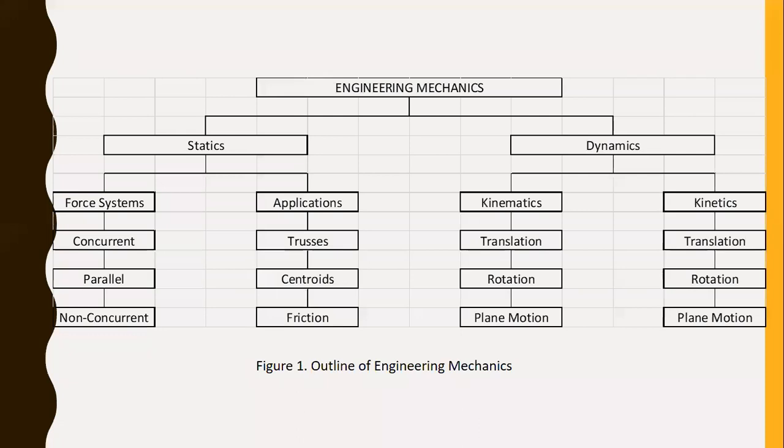Then we have the engineering mechanics. Of course, we have statics and dynamics. Under statics, there are two parts, the force system and the application. Under the force system, we have the concurrent, the parallel, and the non-concurrent. Under the application, we have the trusses, the centroids, and the friction. Under dynamics, we again have two parts, the kinematics and kinetics. Under kinematics, we have the translation, rotation, and plane motion. Under kinetics, we have the translation, rotation, and plane motion.